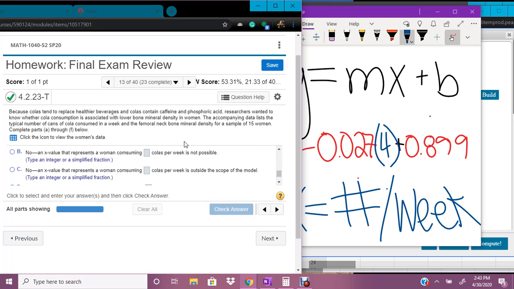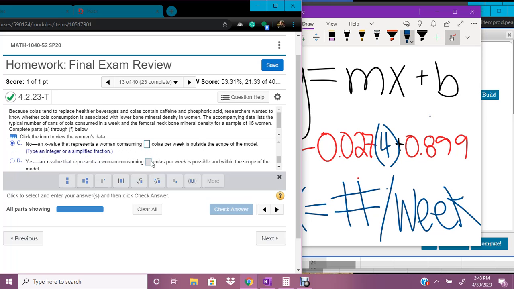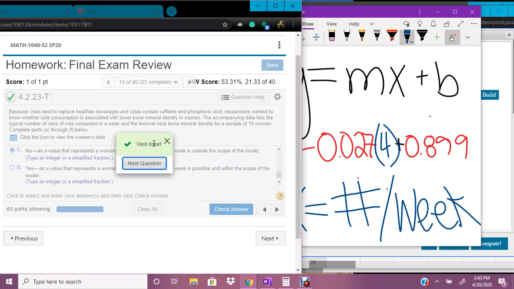It's not that it's not possible. You can totally drink 2 colas a day. It's outside of the scope of the model. So consuming 14, that's 2 colas per day in a week, is outside of the model. All right.